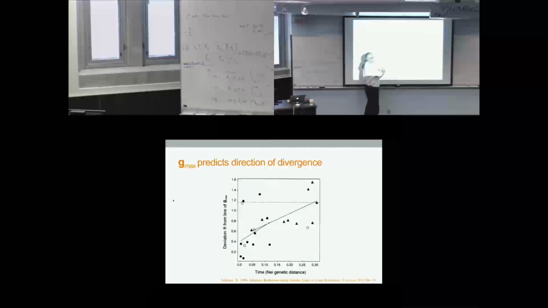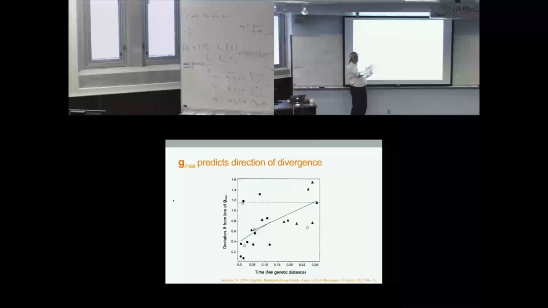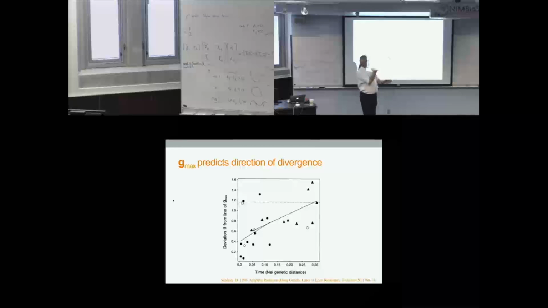So here's Nei's genetic distance. Over here, the two populations are more similar for genetic markers, and here they're more different for genetic markers. And so down right about here is what you would get when the Gmax, the leading eigenvector of the G matrix, is exactly in the same orientation as the divergence between the populations. I'm not sure if I understand what that means.